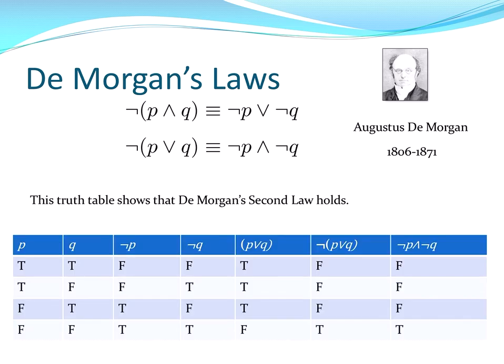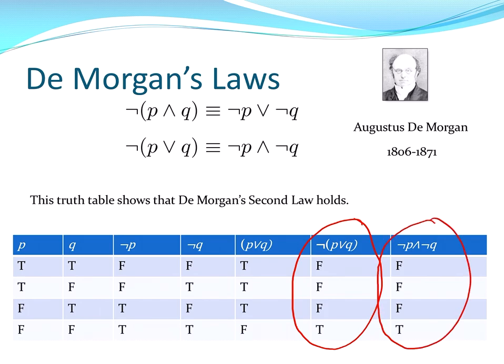So again, it's going to be a 4-row truth table. And if we work across, we'll see that the negation of P or Q has this truth value sequence. And the negation of P and the negation of Q has this same truth value sequence. And so we have proven De Morgan's second law with a truth table.